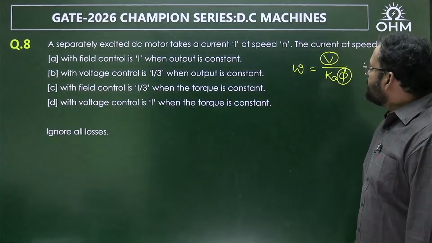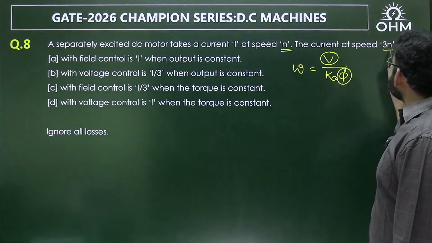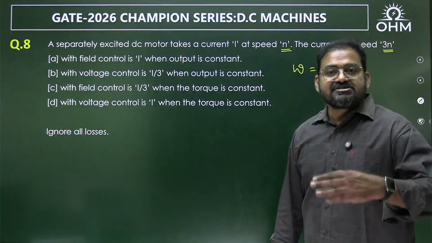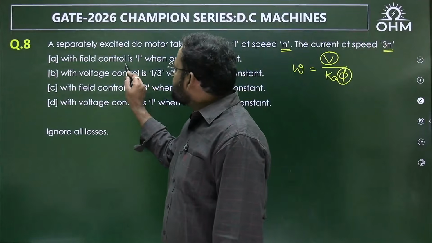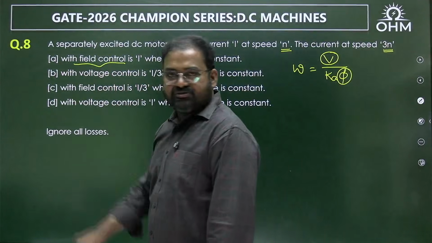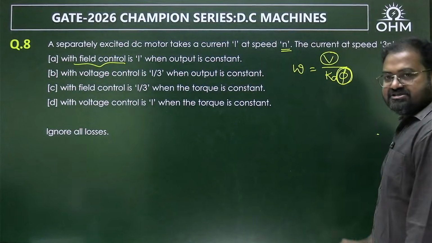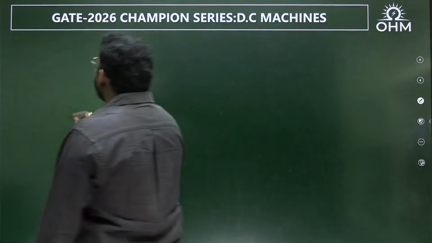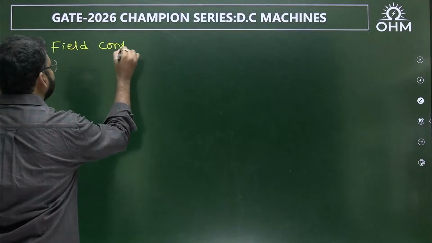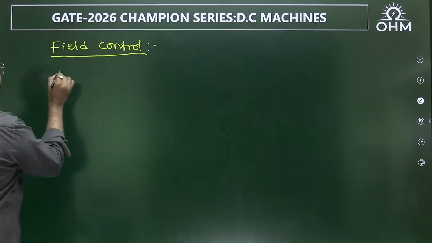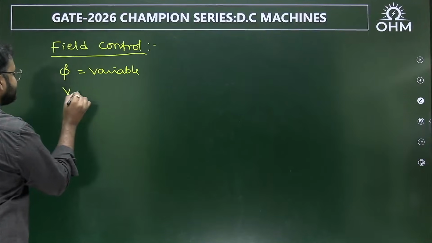So what is given? In the first case, speed is n. In the next case, speed is 3n. That means speed is multiplied by 3 times. So in the first case, which control is used? Field control is used. Field control means flux is modified. That means voltage is constant. So if I go with field control, indirectly flux is variable, voltage is constant.